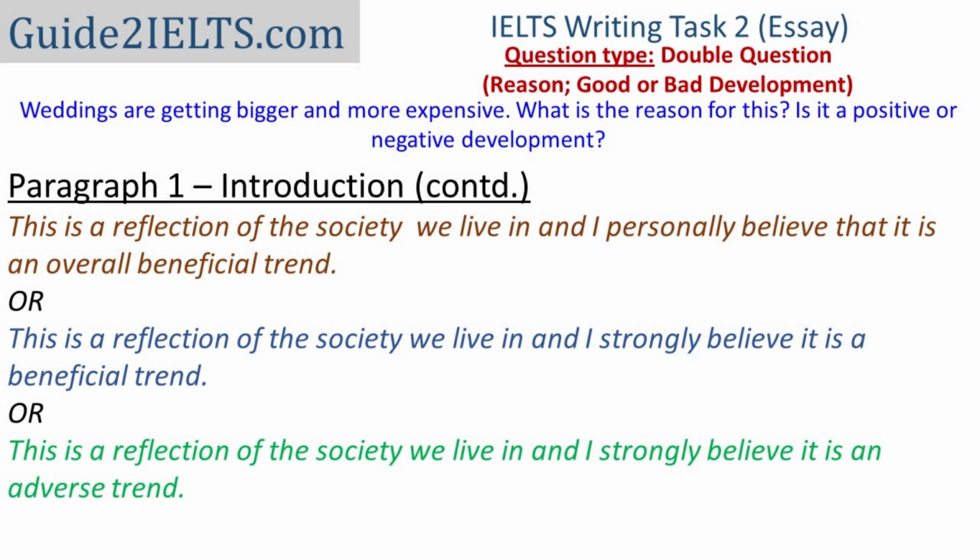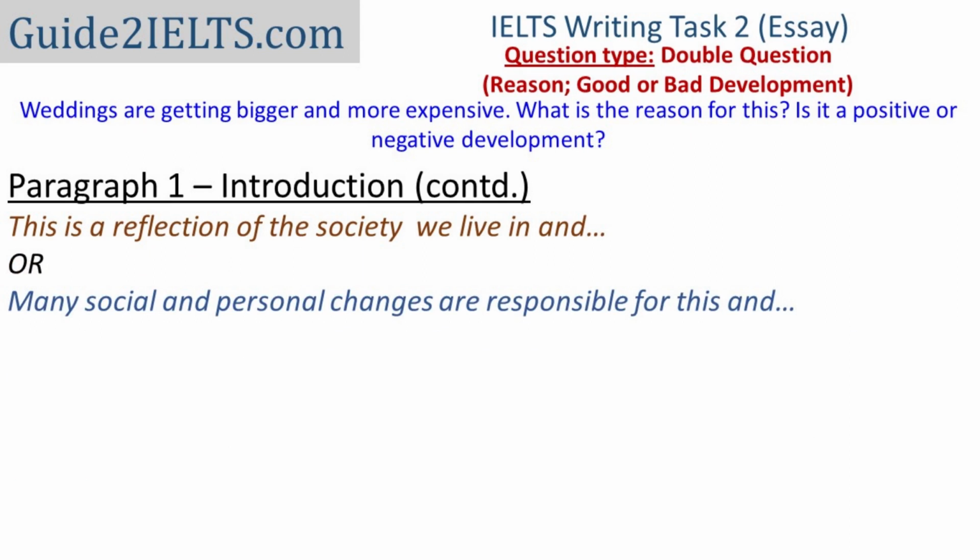If instead I'm writing an essay which is strongly towards positive, I'll replace the second half of the sentence with, I strongly believe it is a beneficial trend. And in the essay which focuses on negatives, I'll write, I strongly believe it is an adverse trend. Instead of writing, this is a reflection of the society we live in, we could also write, many social and personal changes are responsible for this.